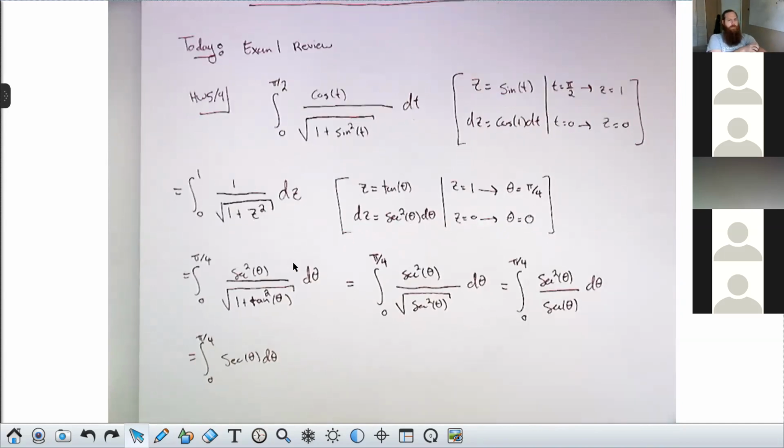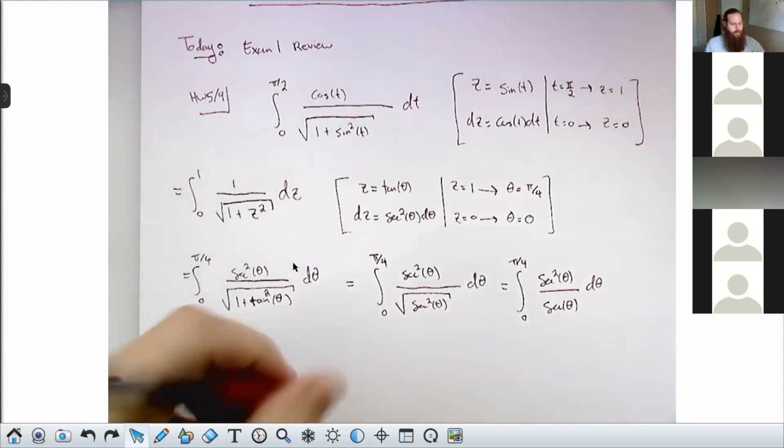And remember, the way to attack the secant integral, most people just do it by memory. It's not a problem that you want to have to solve fresh every time. We multiply by secant plus tangent over secant plus tangent, and then substitute for the denominator.